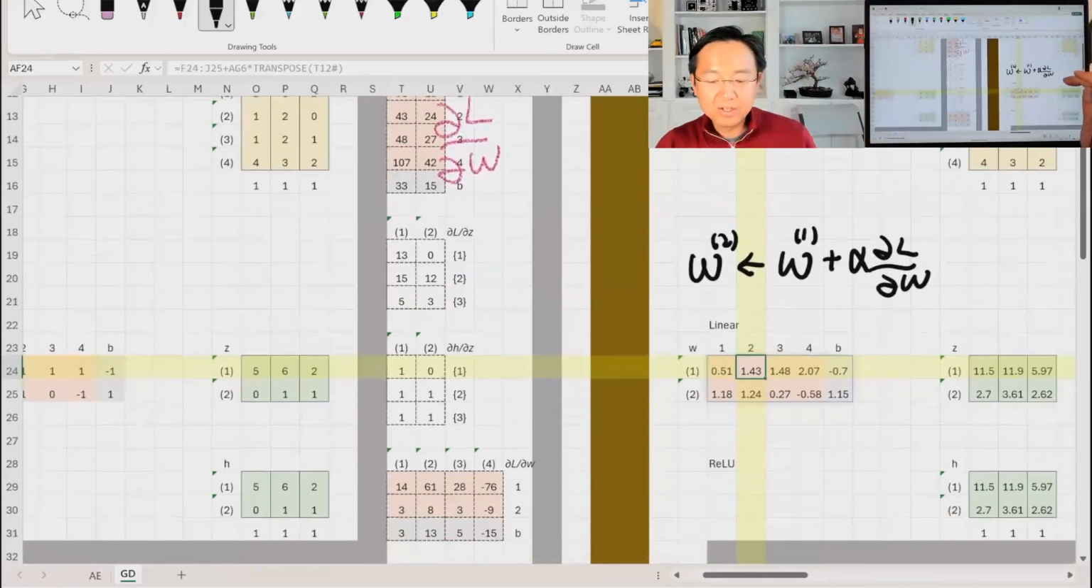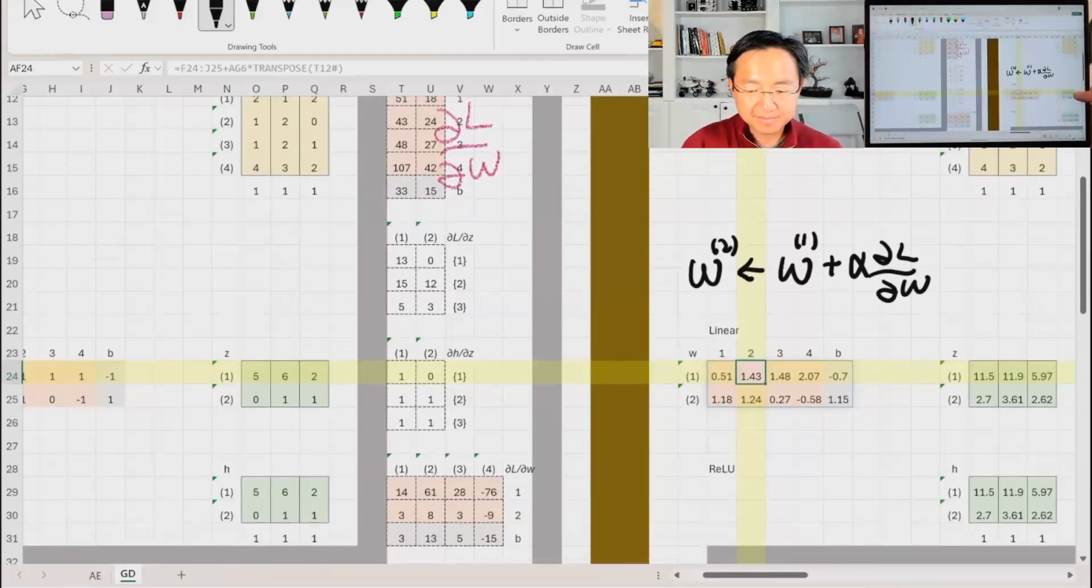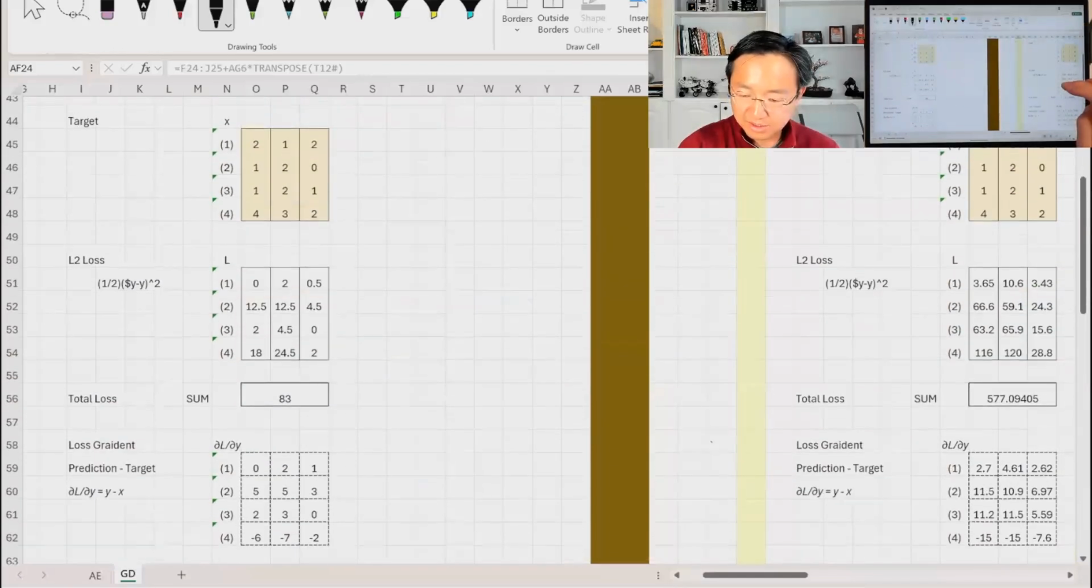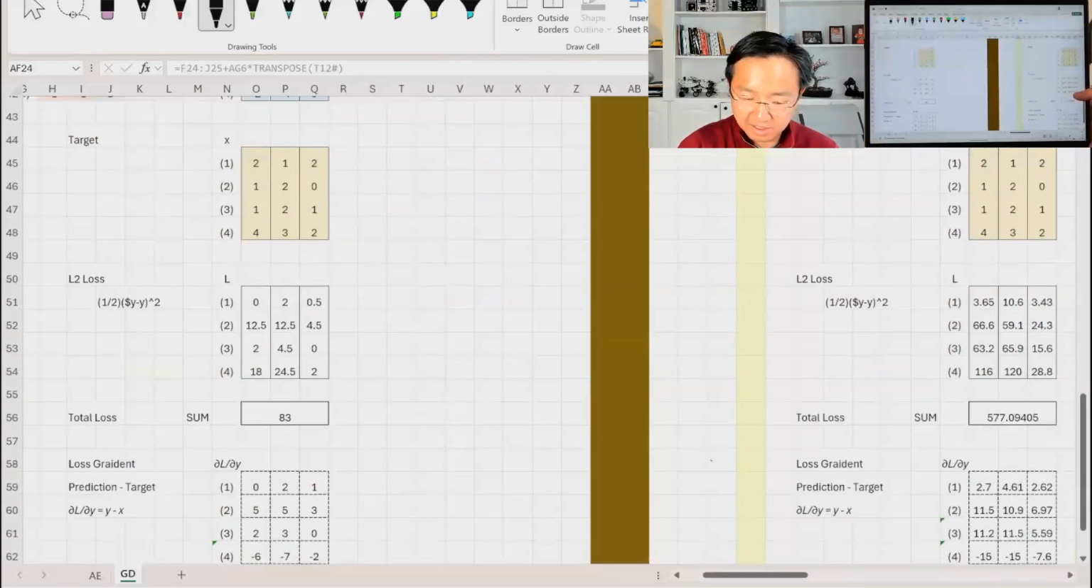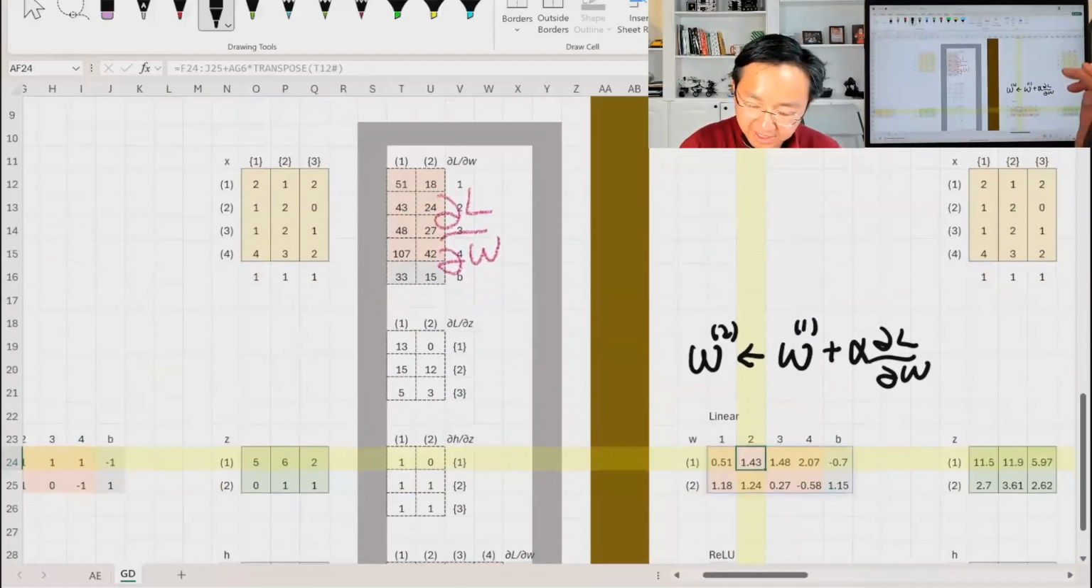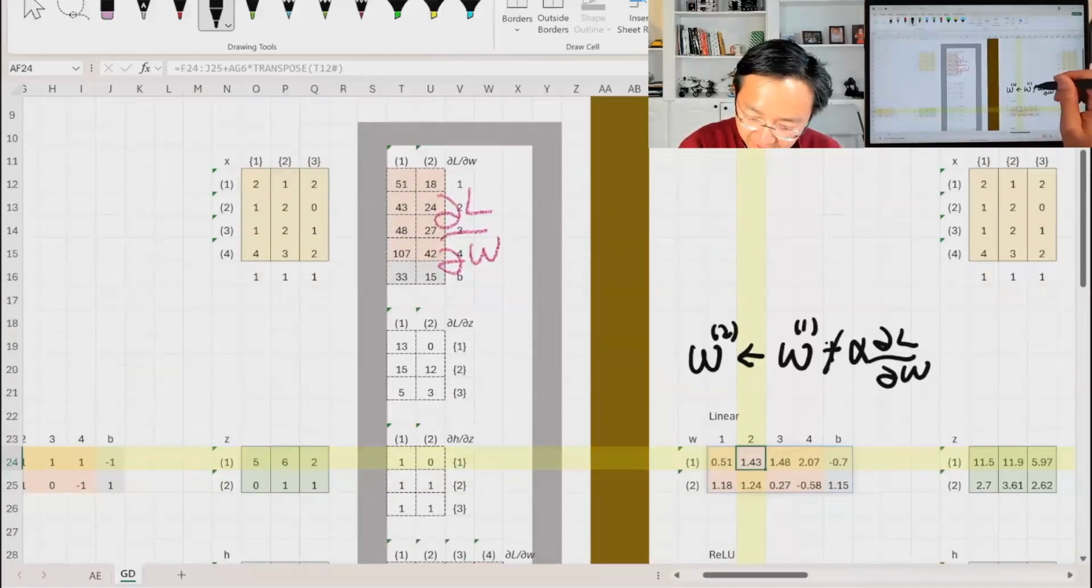And what we should expect, well, actually, I purposely made a mistake here, but I'm not going to tell you what that mistake is, because I'm going to go down to my loss and see that I expected the loss to go down, but I just went from 83 to 577. Why is it going up? It turns out when you update the weight, instead of this plus, we want to do minus.